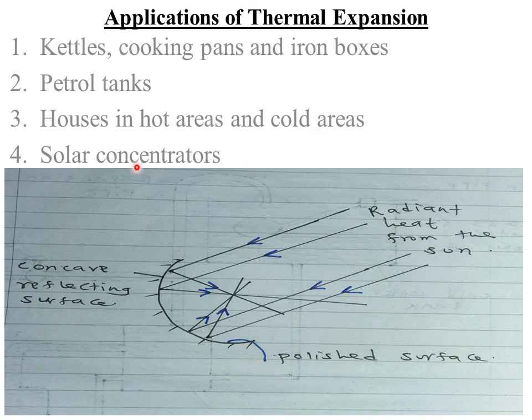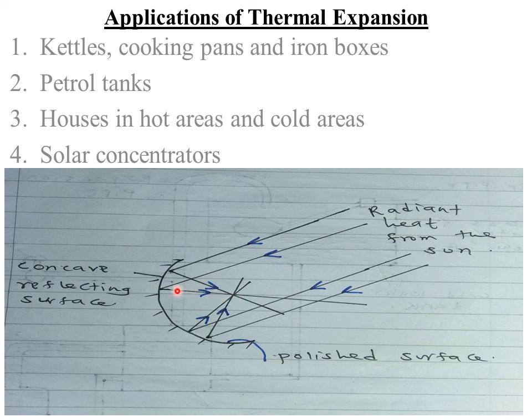Heat radiation. Then the further application of thermal expansion is in solar concentrators. In solar concentrators, electromagnetic waves in the form of radiant heat are reflected to a common point, which is the focus, by a concave reflector. Remember, concave reflectors will always focus rays at a particular point. So the temperature at this point can be sufficiently high to even boil water.